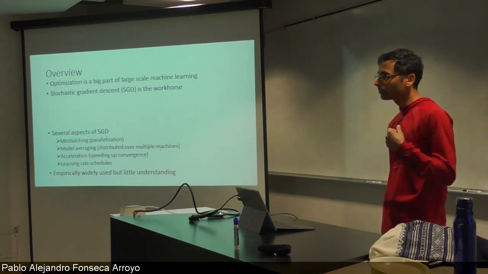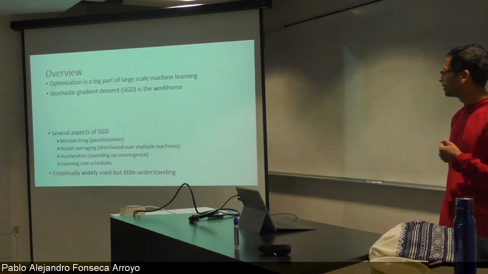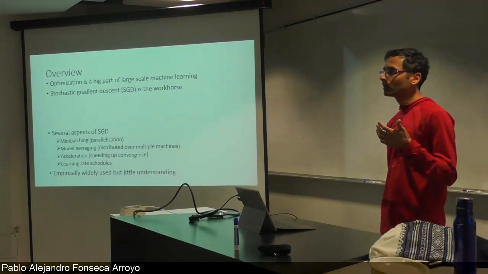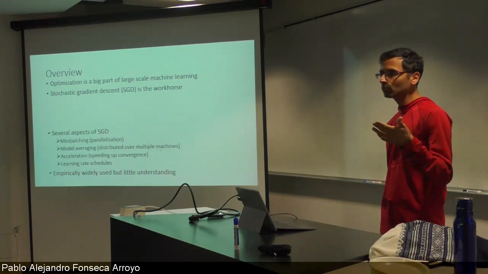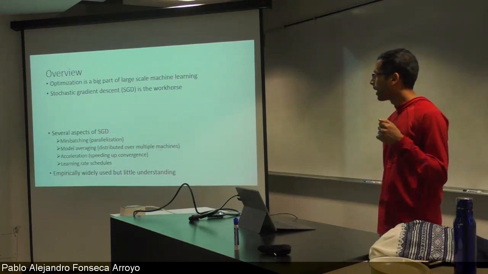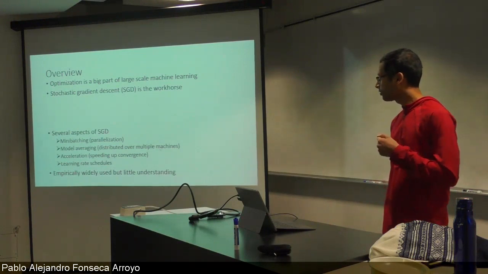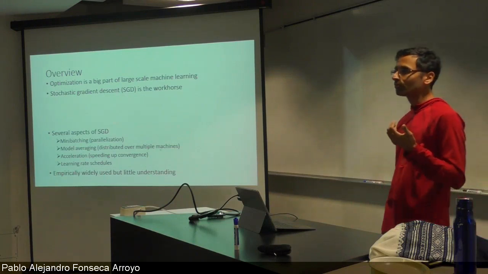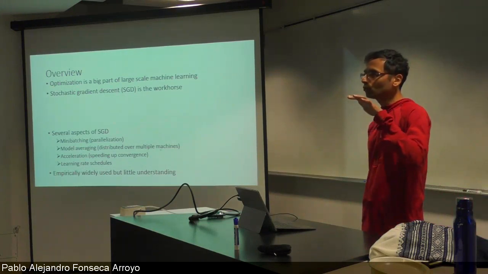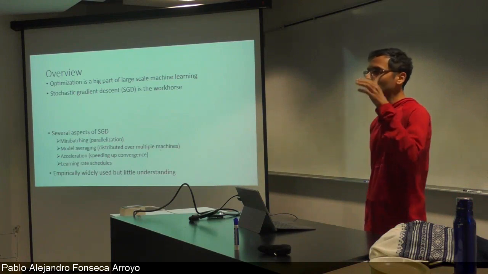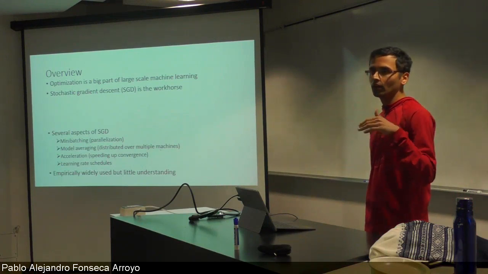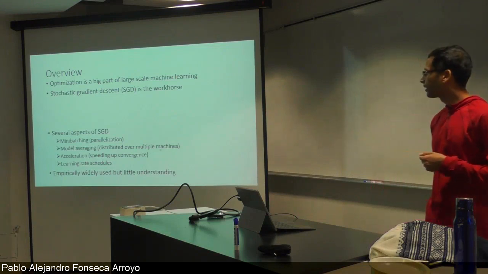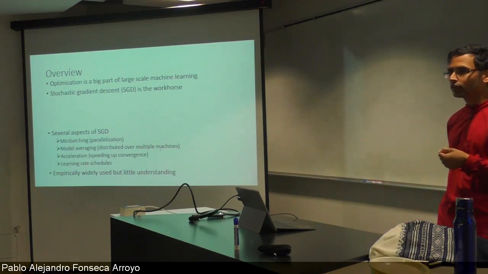Then the third one is acceleration, which is an optimization technique which has been developed to speed up the convergence of gradient-based algorithms so that they run faster. And this is also used in practice. And finally, the one that I mentioned here is about learning rate schedules. So what is the initial learning rate that I should choose? And as the algorithm progresses, how should I change the learning rate to get the best performance out of the algorithm, right? So these are some of the key aspects of stochastic gradient descent.